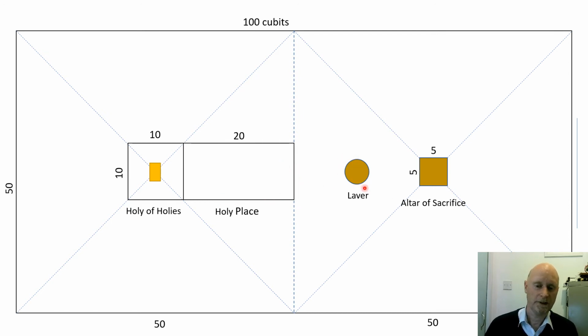We don't know exactly how big the laver was. I've kind of drawn it that big, and that's why there are no dimensions. I've drawn it exactly halfway between the two. Again, I don't know if that's actually true, but it could well have been.